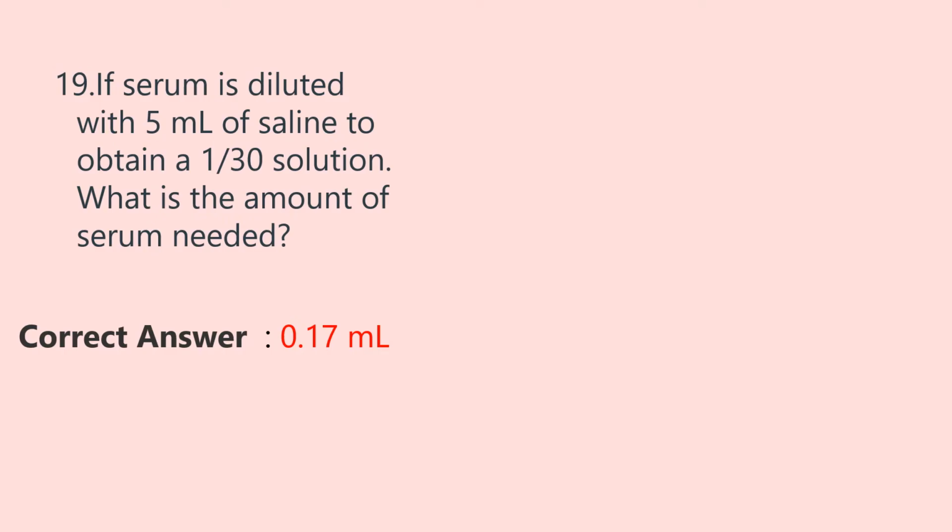For question number 19, if serum is diluted with 5 ml of saline to obtain a 1 over 30 solution, what is the amount of serum needed? So you have 1 over 30, which is equal to X, the volume of your solute, over 5 ml plus X. So 5 ml here is the volume of your saline, and you get the total volume by adding saline with your solute. In this case, the solute is not given. So therefore, you have 5 ml plus X.